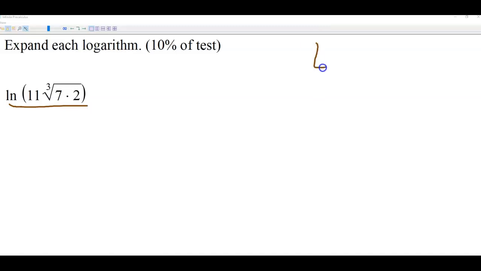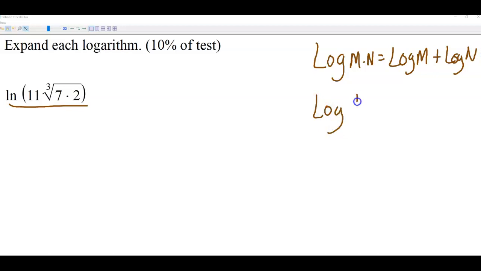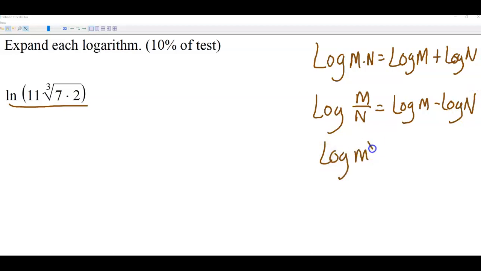If you have log base m of m times n, you can write that as two separate logs that are being added. If you have log base m of m over n, then you can write that as two separate logs that are being subtracted. And if you have log base m of m to the x power, you can rewrite that as x being multiplied by the log.